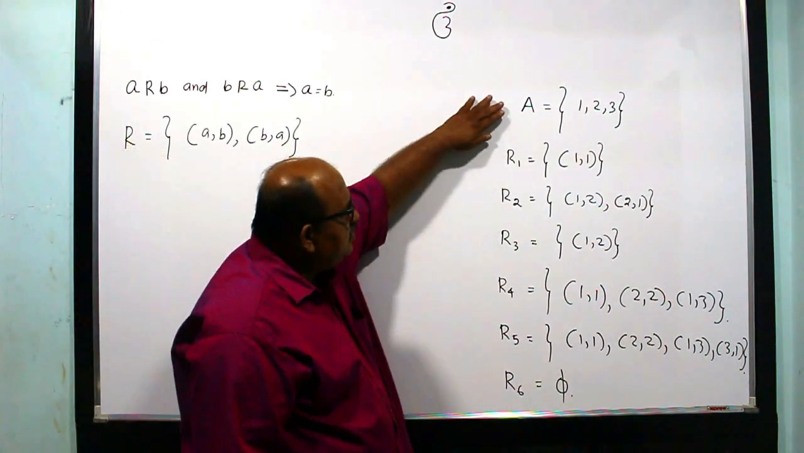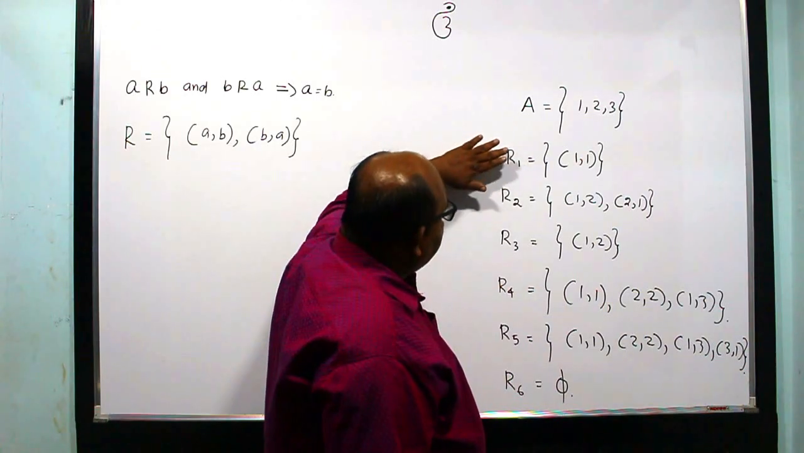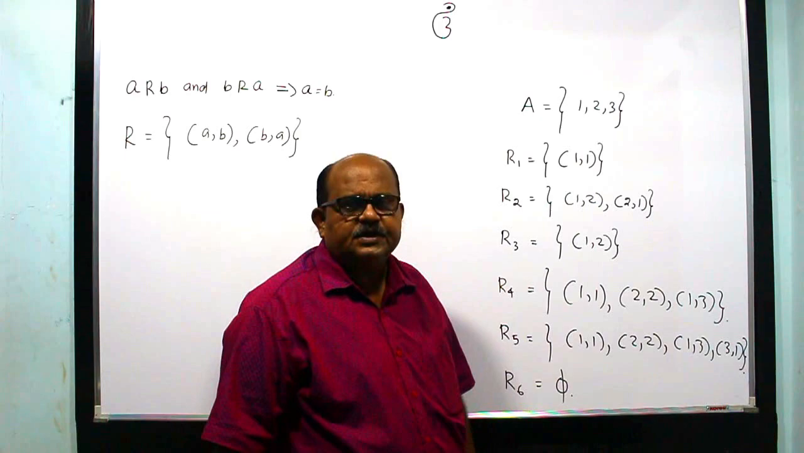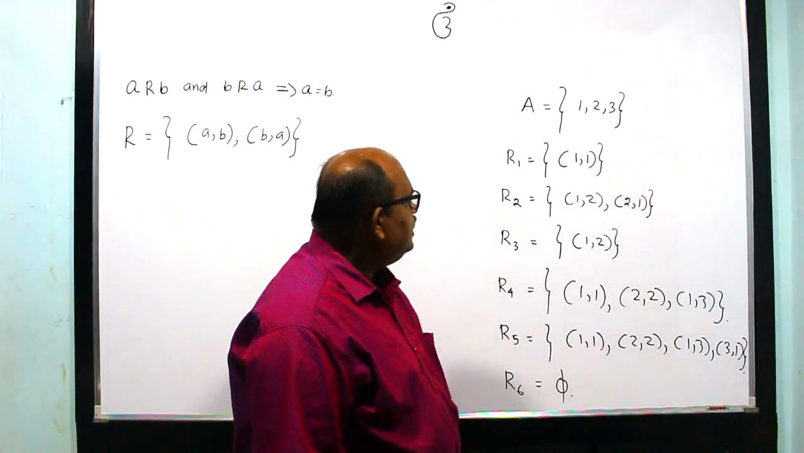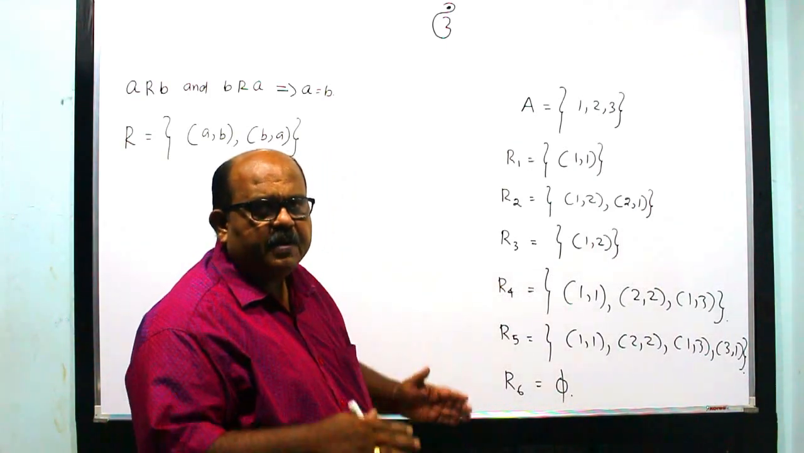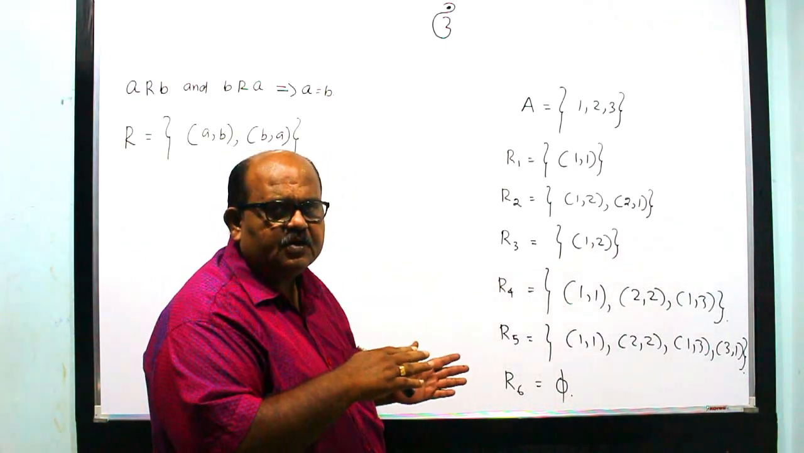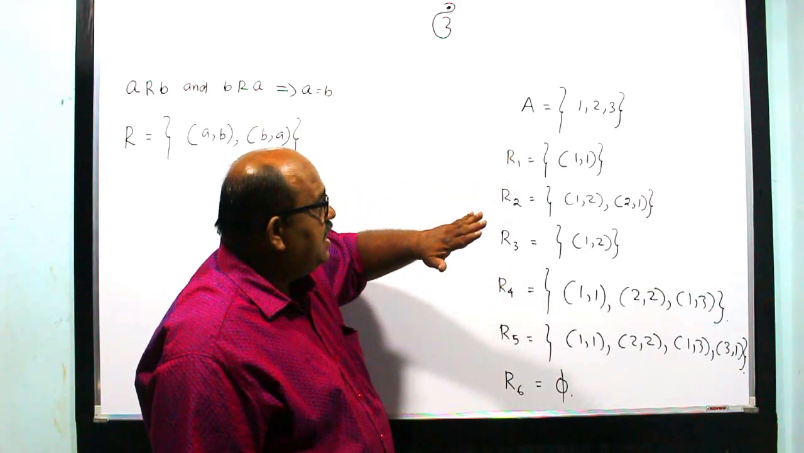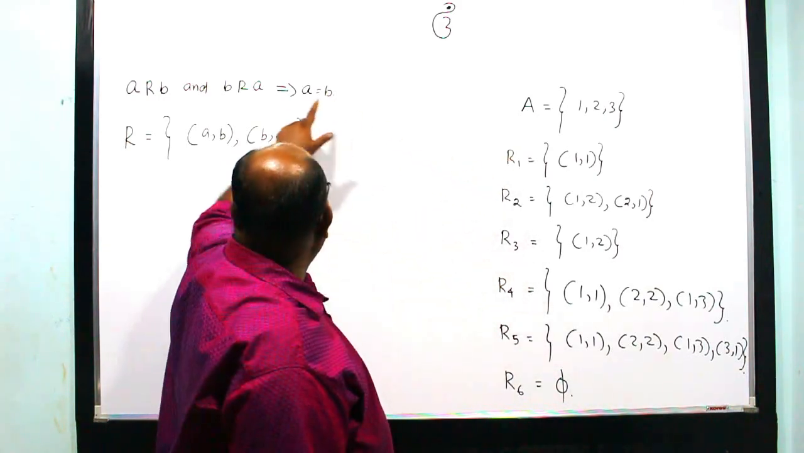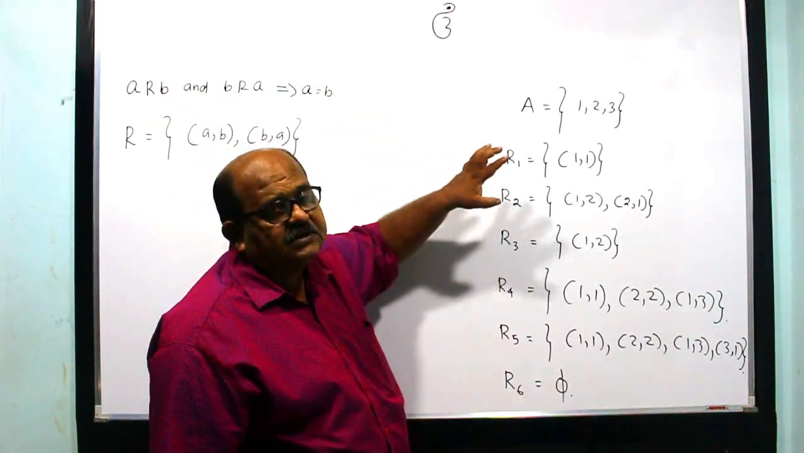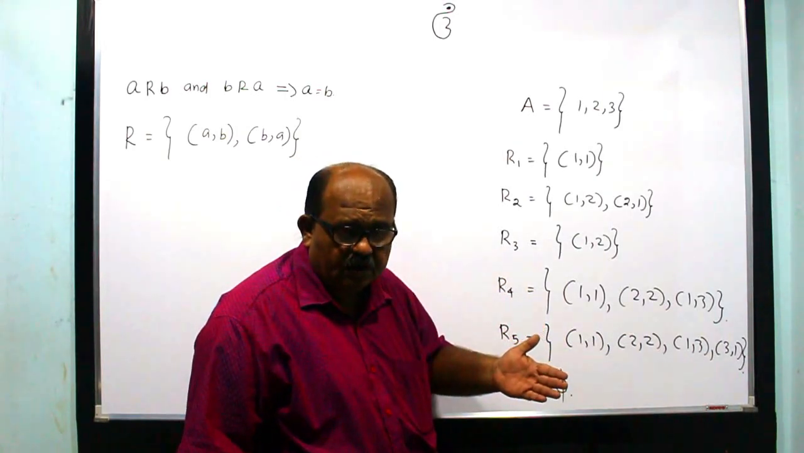Let set A be 1, 2, 3. R1 is a relation {(1, 1)}. Think, is (1, 1) antisymmetric? For antisymmetric, we have to search for A related to B and B related to A in the relation set. If A related to B and B related to A are present in the relation set, then we will search whether A is equal to B or not.